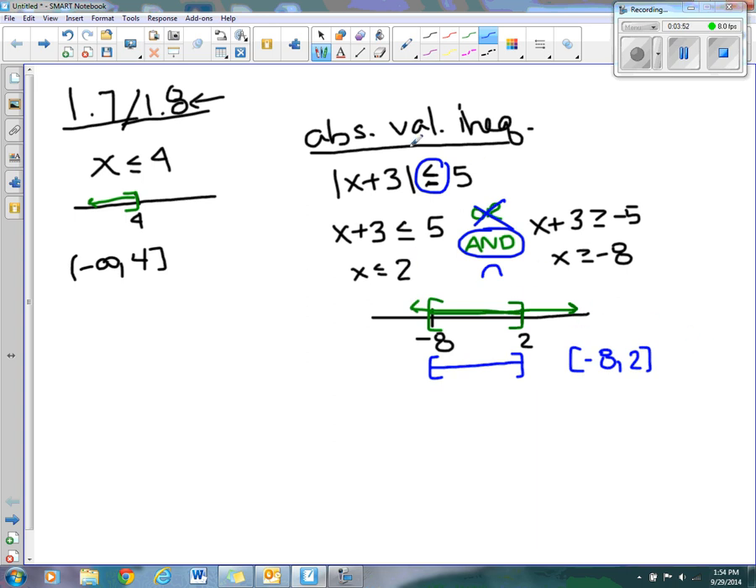So our solution set for this inequality says if we choose any number between negative 8 and positive 2 and plug it in up here, its absolute value should be less than or equal to 5. So if I plug in 0, 0 plus 3 is 3. 3 in absolute value is 3, which is less than or equal to 5. If I pick something like negative 9 or positive 5, those aren't going to work.